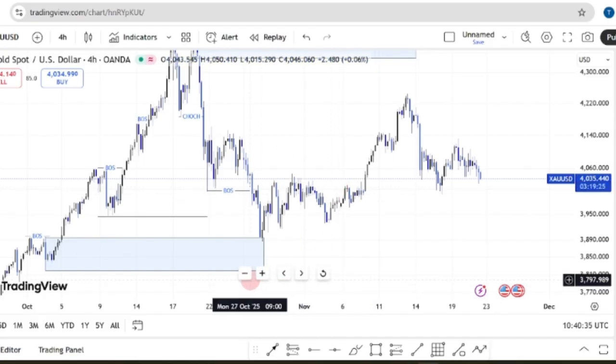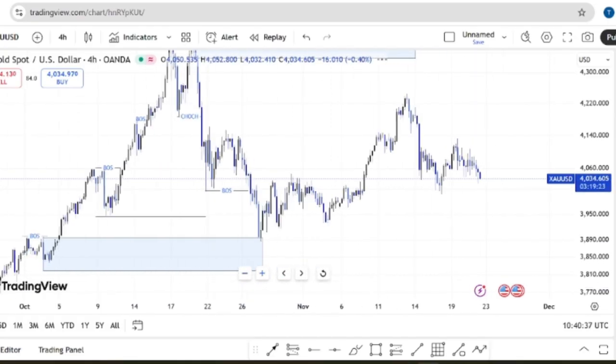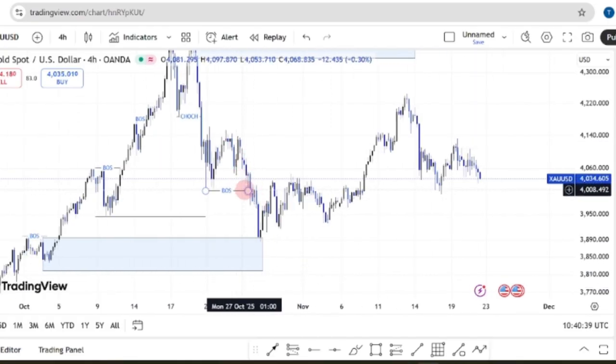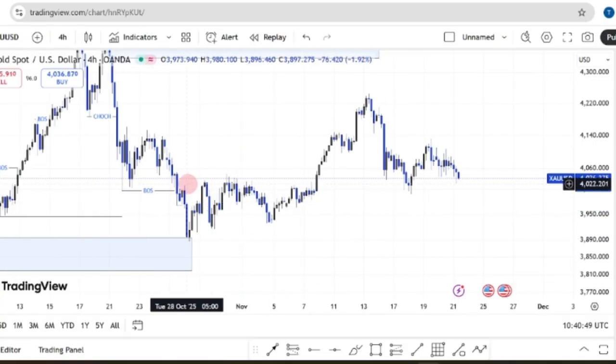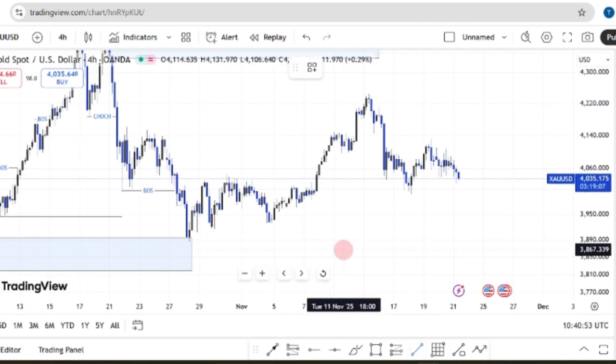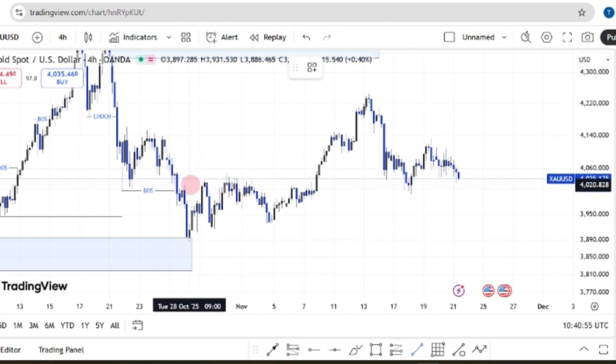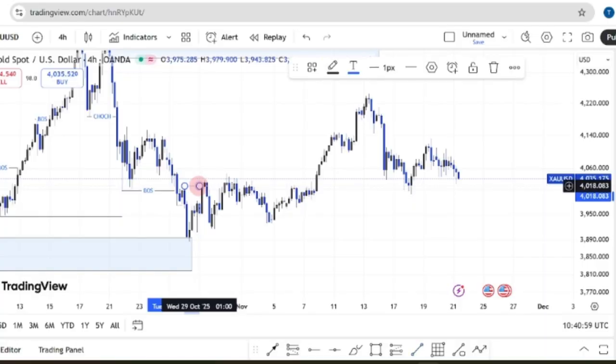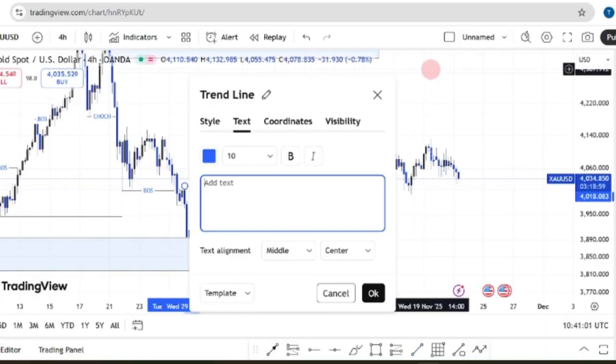So looking at this here, this is the 4 hours. This is the last break of structure we had, followed by, if you look closely, you will see we have this low that was taken out at this point. If you zoom out, this level was taken out, followed by what? A change of character at this level here. So at this level, we have our change of character. Don't forget, we already have our supply at the top.